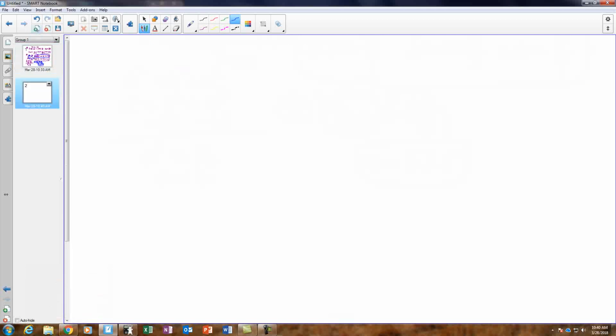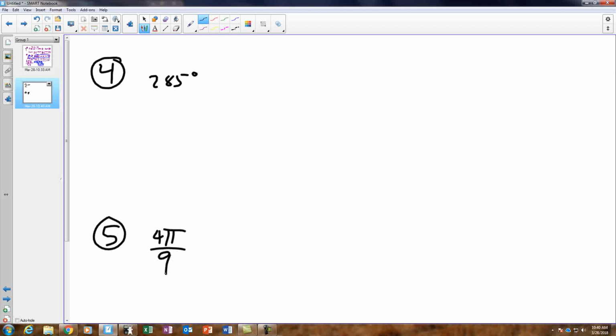All right, after that, our job for the next two questions is just conversions, okay? And so what we're going to do is we're going to do question 4 and 5 close by each other because they're very similar. We have 285 degrees, and then we have 4 pi over 9 radians, okay? So we want to convert these to show we can get back and forth between the two varieties. The linchpin between radians and degrees is that 180 degrees equals pi radians. And so that's our conversion factor.